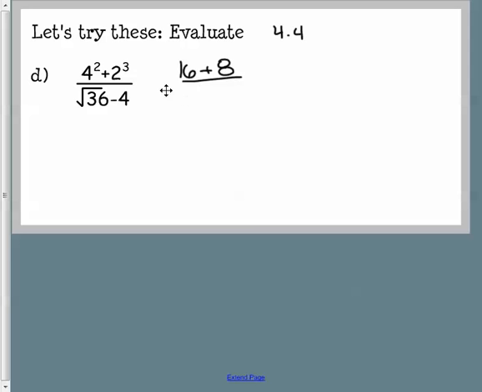So now we can evaluate the top, which would be 24. Now let's work the bottom. The square root of 36 gives you 6, and now I can subtract the 4 to give myself 2, which the answer is then 12.